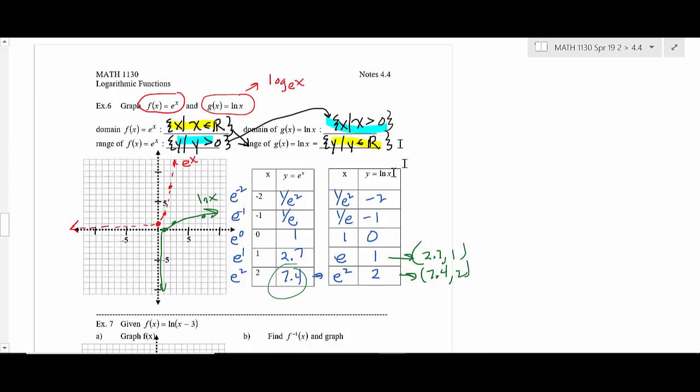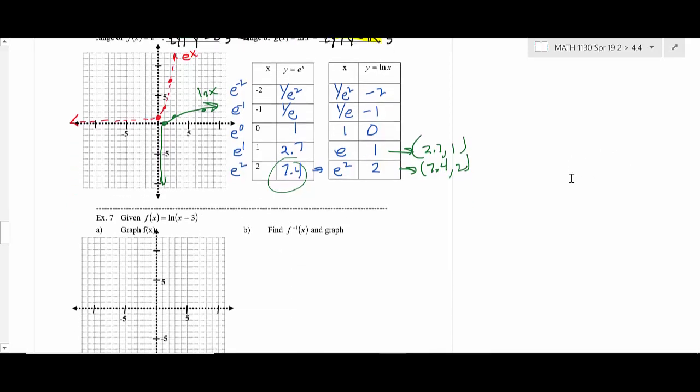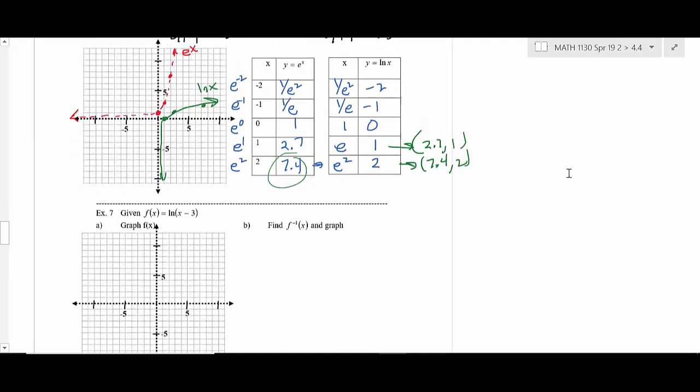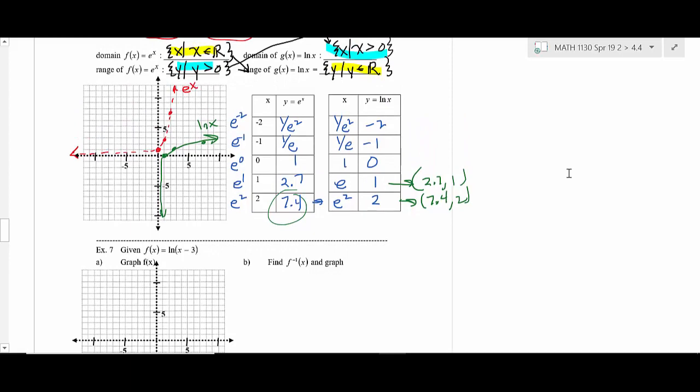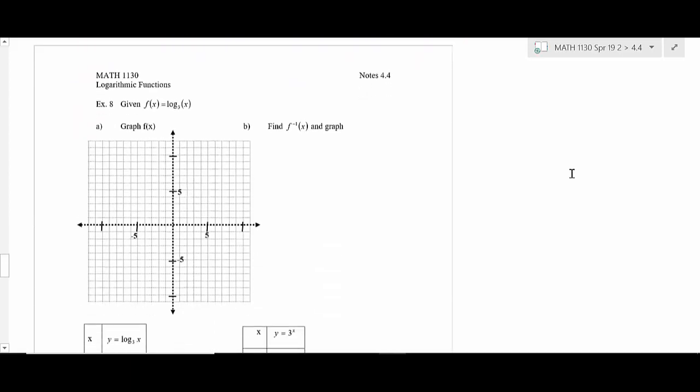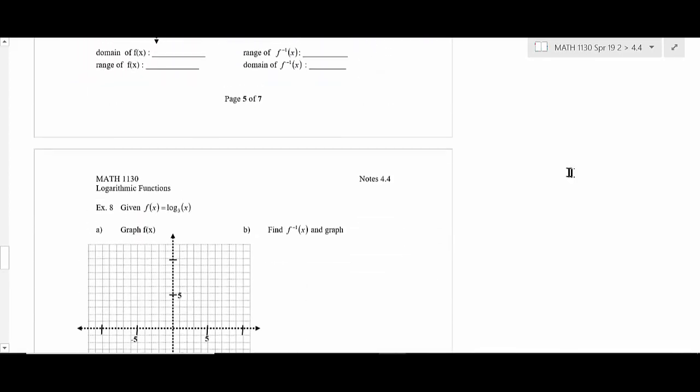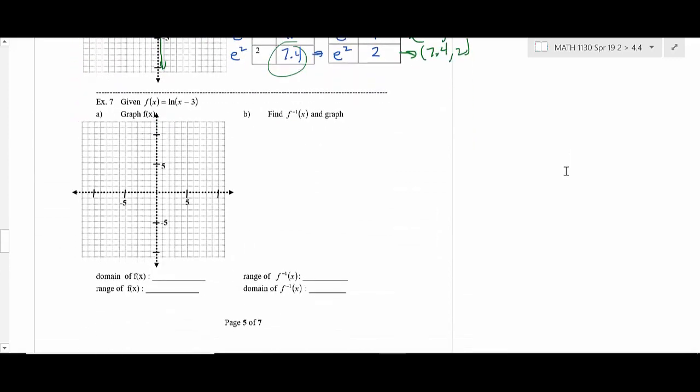All right, let's do one more here, and then we'll take a break. This section's got a lot of stuff in it, so I want to go through a couple more graphs on this, then we'll finish up with some log equations after we take a break. Let's go ahead and go through this one.